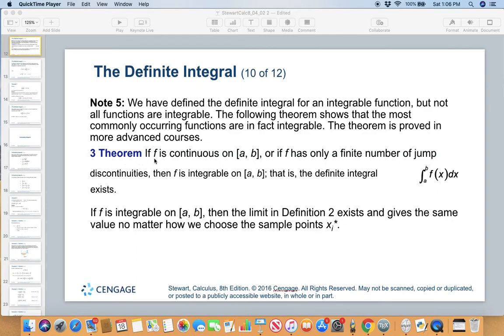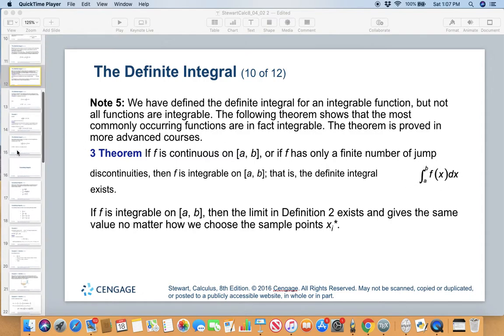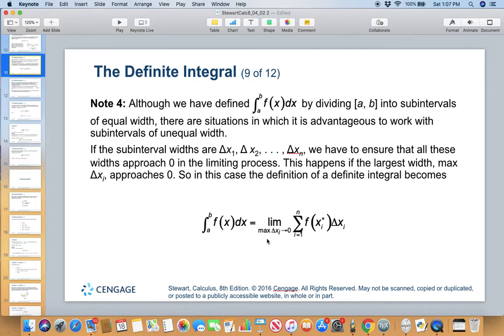The theorem: if f is continuous on a closed interval [a, b], or if f has only a finite number of jump discontinuities, then f is integrable on [a, b]. What does integrable mean? The definite integral from a to b of f(x) dx exists. What was the integral from a to b of f(x) dx? This simply represents the limit.